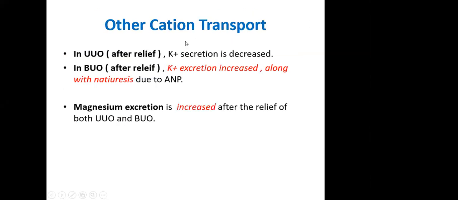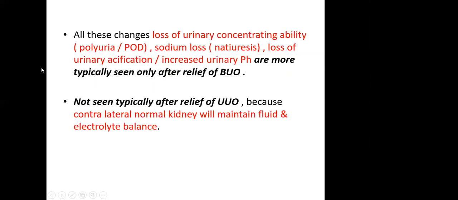So the other cation losses: potassium excretion is also increased in case of bilateral urinary tract obstruction, and magnesium excretion is increased after the relief of both unilateral and bilateral urinary tract obstruction. So all these changes, as I already told, apart from the tubular level, these four changes will occur.